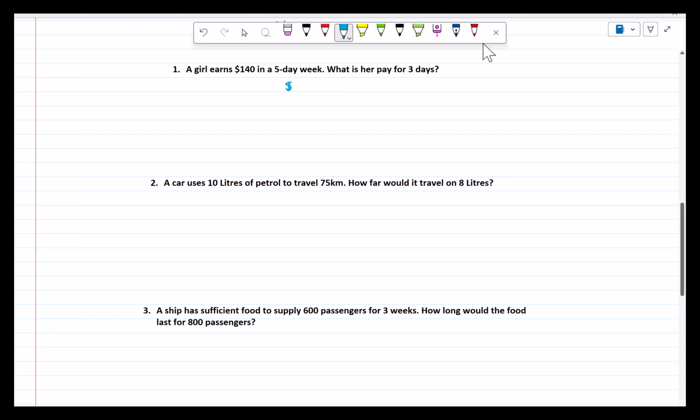We've got our rate as dollars is to days, and we're told that she gets $140 in 5 days. And now we want to find out what her pay is in 3 days. So we're going to say an unknown number, which I will just put as a question mark, is in proportion to 3. So I'll just say an unknown number, which I've denoted by this question mark, is equivalent to 3 days.